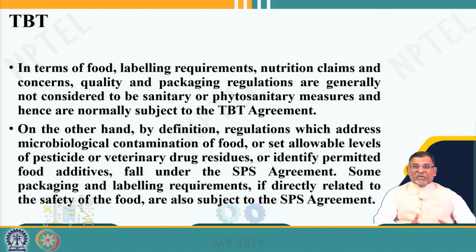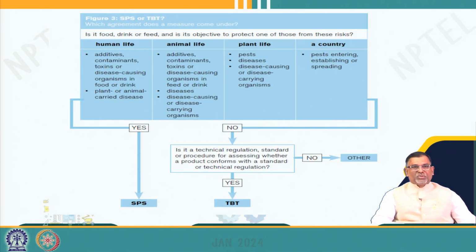This is not a sanitary phytosanitary measure, this is a TBT measure. So, all the regulations, for example, microbiological contamination of food, or the pesticide residue in veterinary drugs, these are SPS measures, and packaging and labeling requirements are TBT measures. So, we may see the distinction between these two.